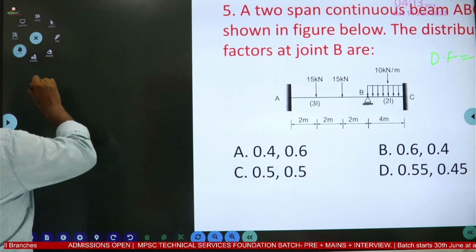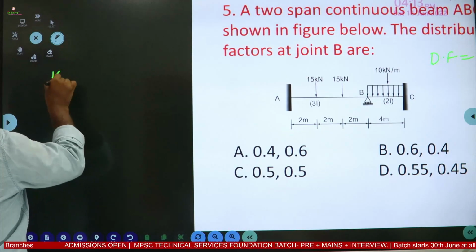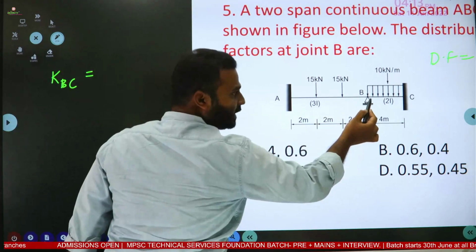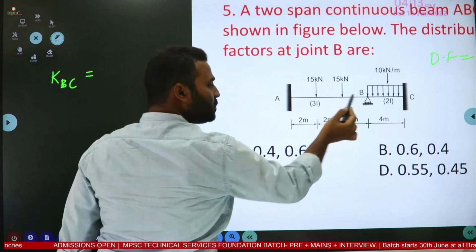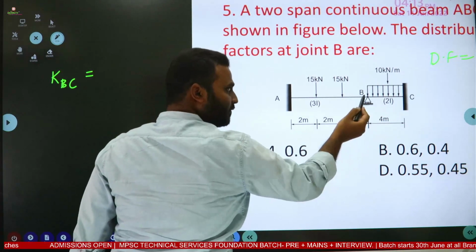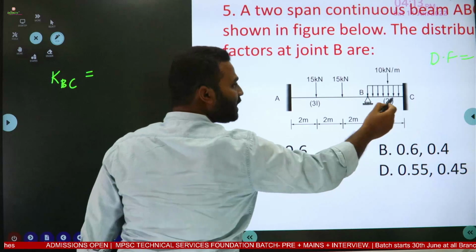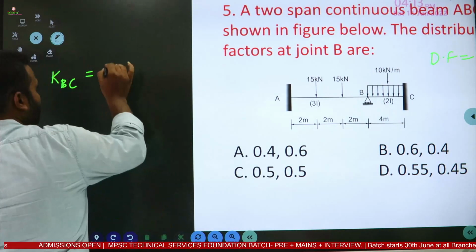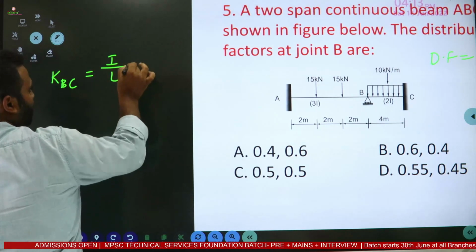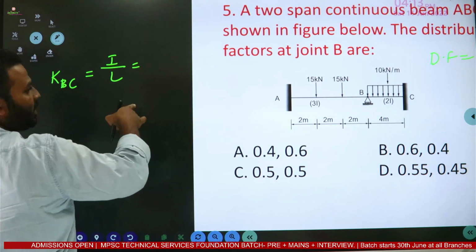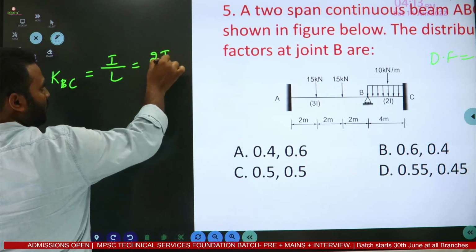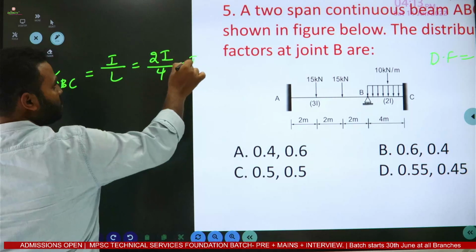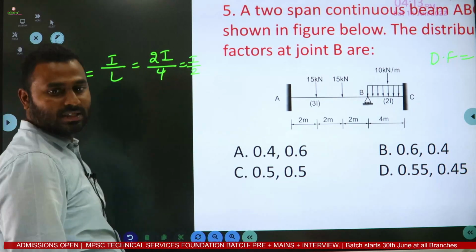Now, first we need to calculate K. So K for BC. For B, both ends are there, one is C and another is A. It means for B, left side far end is fixed, as well as right side far end is also fixed. When far end is fixed, then relative stiffness is simply I upon L. So what is the I and L for BC? 2I divided by length, which is 4 meter. Then we are going to get I by 2.